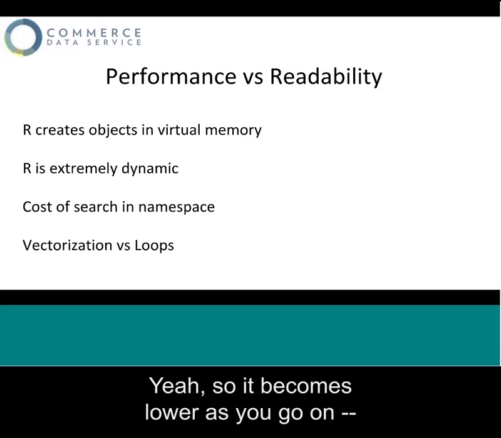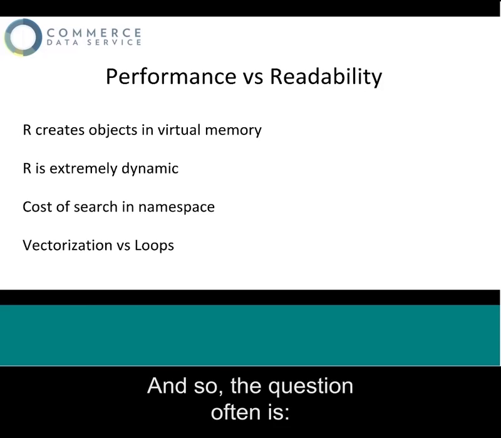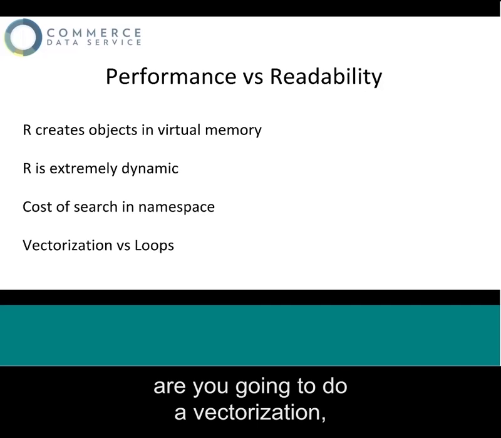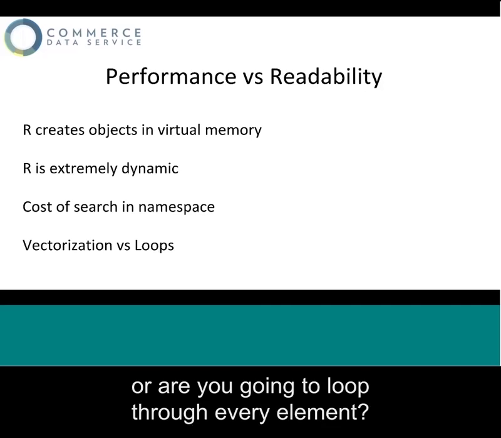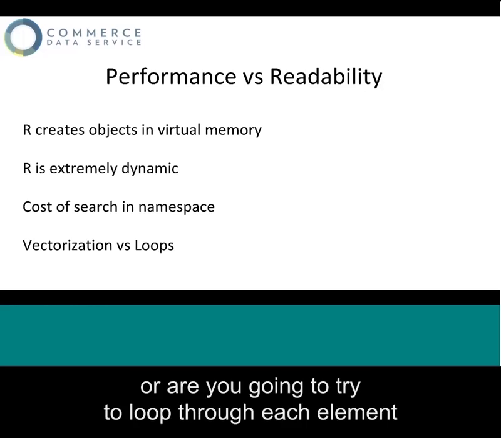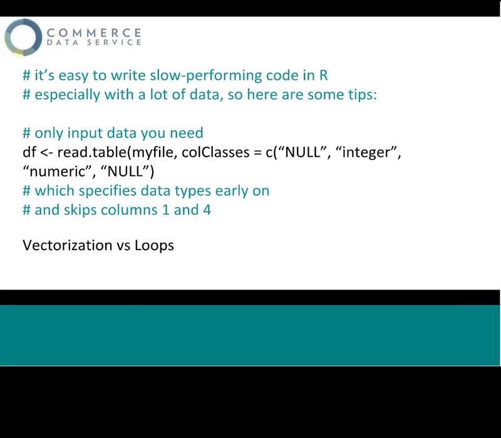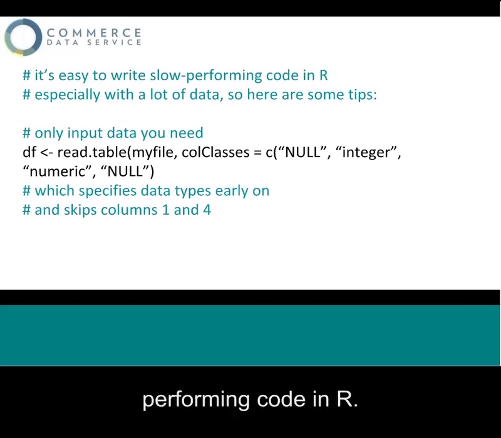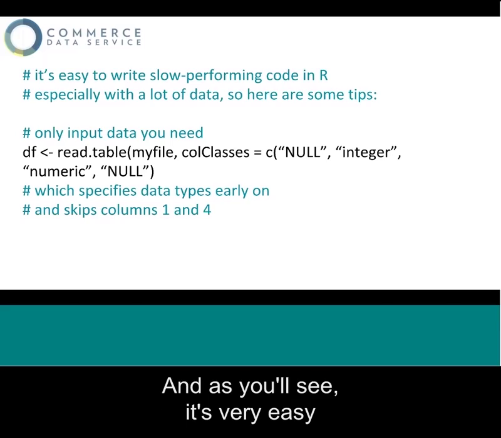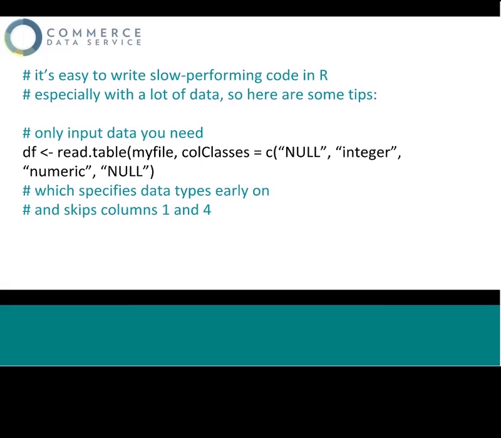Yeah, so it becomes slower as you go on, as you build a larger workspace. And so the question often is, are you going to do a vectorization, or are you going to loop through every element? So are you going to try to do individual operations on the entire vector, or are you going to try to loop through each element of that vector and do an operation. So it's easy to write very slow performing code in R. As you'll see, it's very easy to implement a loop in R, apparently.